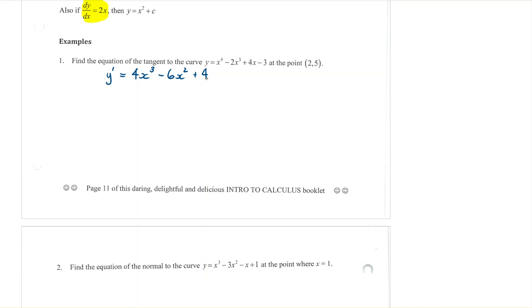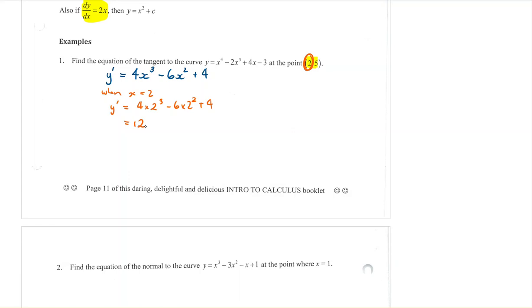I specifically want to know the gradient at the point 2, 5, because I'm trying to find a tangent there. That means I just want to take that x value. It's only ever x values that you substitute in so that I can find that gradient. So I'm going to say when x equals 2, or in other words, y dash equals, sub the 2 in, 4 times 2 cubed minus 6 times 2 squared plus 4. So that equals 12. The gradient could also be called m. The gradient is 12 at the point 2, 5.